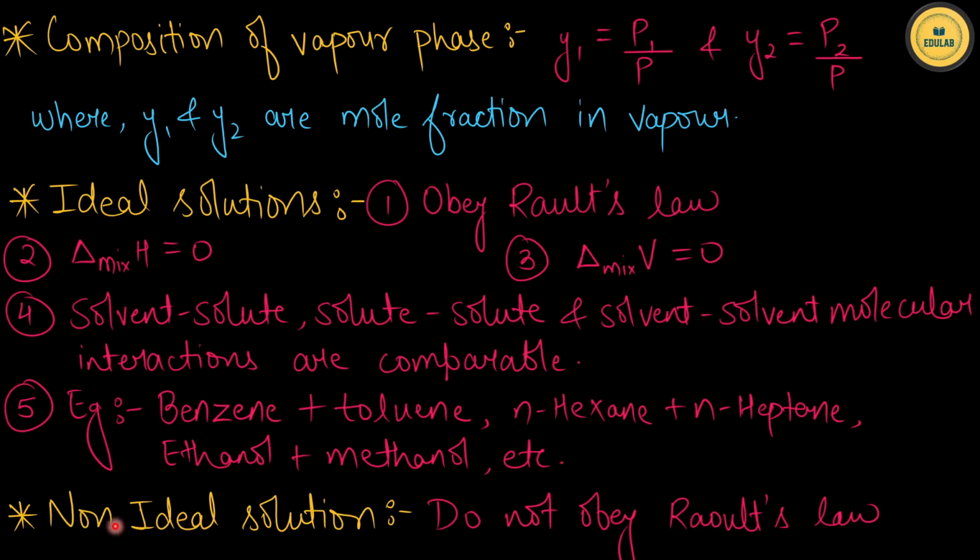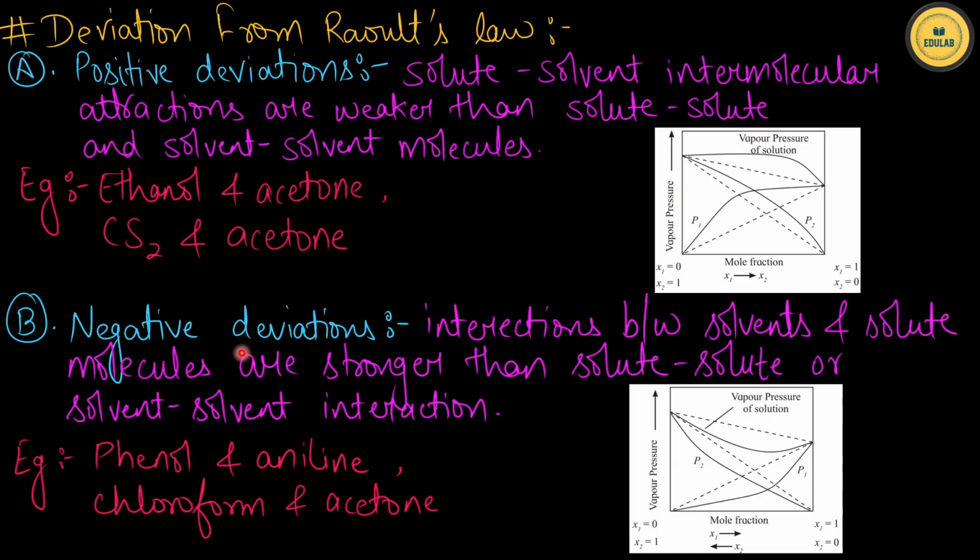Next one is non-ideal solution. Non-ideal solutions are those solutions which do not obey Raoult's law. In this there are two deviations, positive deviation and negative deviation. In the positive deviation, solute-solvent intermolecular attractions are weaker than solute-solute and solvent-solvent molecules. Examples of positive deviation are ethanol and acetone, and CS2, that means carbon disulfide and acetone.